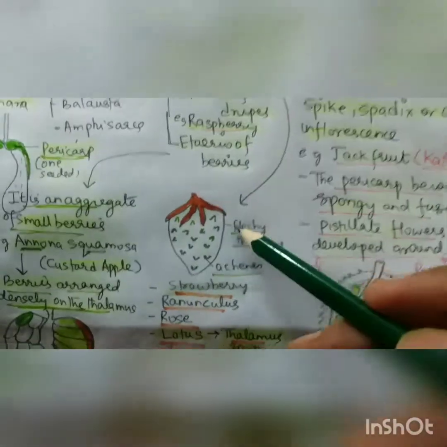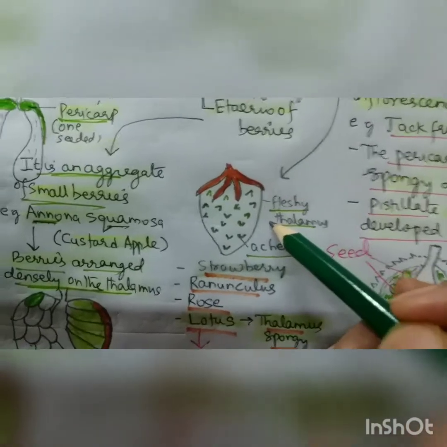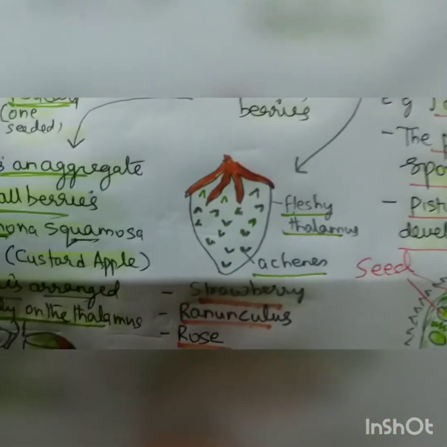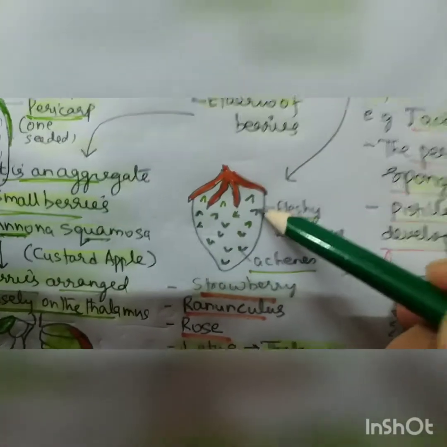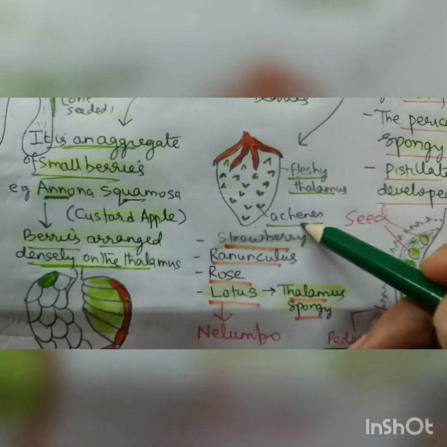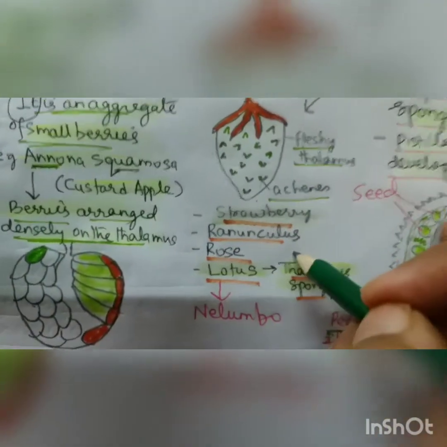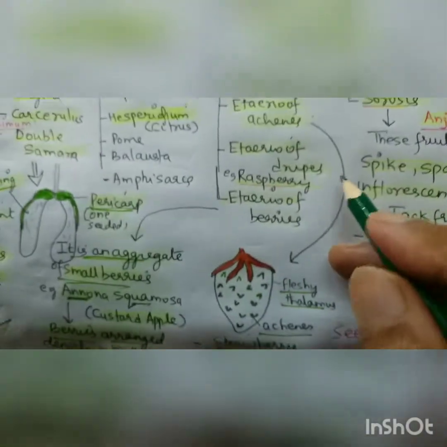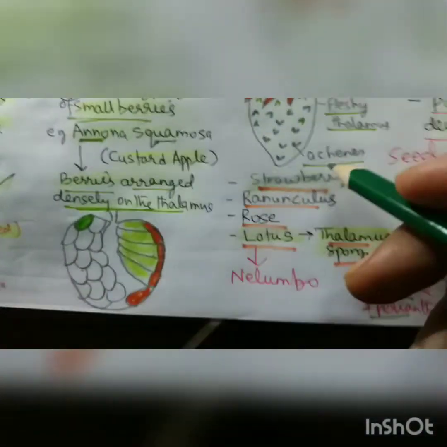Etaerio of achenes, the best example we did is strawberry. Here this is the fleshy thalamus, you see, this is the fleshy thalamus, and in the fleshy thalamus there are present these achenes. So the edible part is the fleshy thalamus and achenes. And strawberry, Ranunculus, the first family we did, has this type of fruit. This is in the case of Ranunculus.